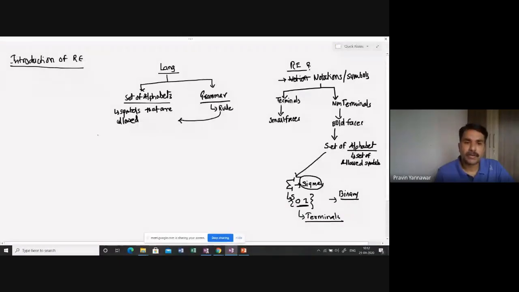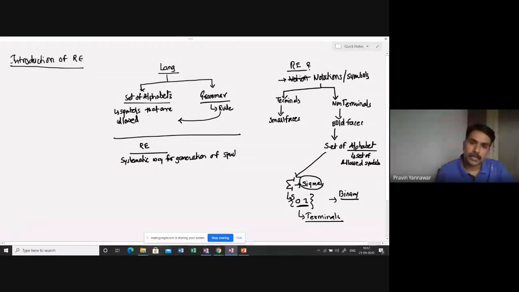So, as a matter of fact, when we consider it, a regular expression is nothing but a systematic way for generation of symbols. When I say systematic way, it means it is derived, or it can be easily presented, or you can easily define.